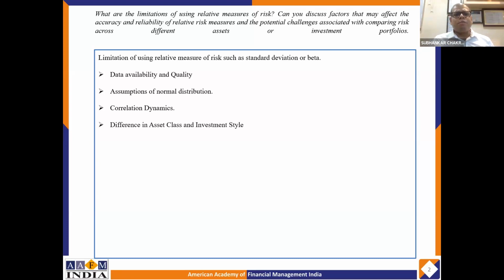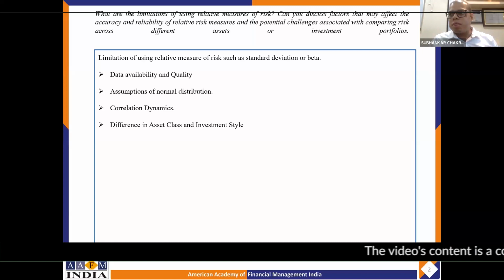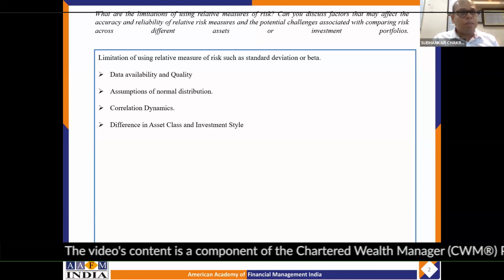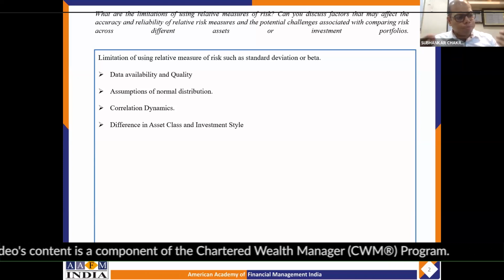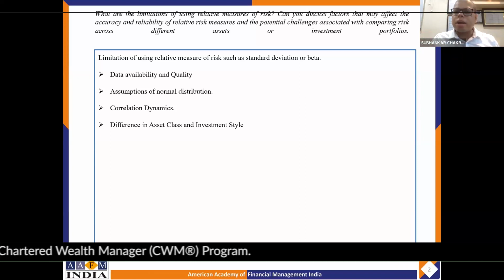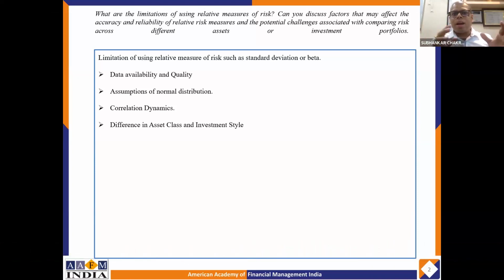The fourth one is difference in asset class and their investment style. So each asset class is different from one another. So you cannot compare an equity investment with a debt investment, or an equity investment with a real estate investment, or a debt investment with a gold or a commodity investment. So each investment is different, and the investment styles are also different. So this comparison of multiple asset classes again creates a discrepancy, because every asset class moves in its own way, and their inherent differences cannot be ascertained at one single platform. So that is another limitation.